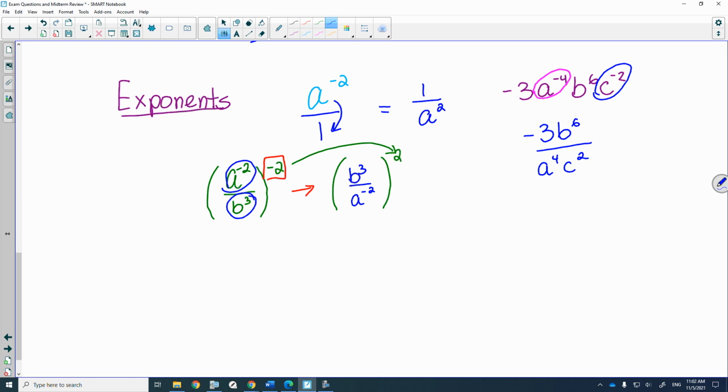Okay. Then from here, you could bring your a up if you want. Right? There's 2 ways you could solve it from here. Or you could start distributing your 2. When it's power to a power, what's the operation? Multiply. Then you get b to the 6 over a to the negative 4, and you must get rid of that negative 4. That goes back up, and that would be your answer.